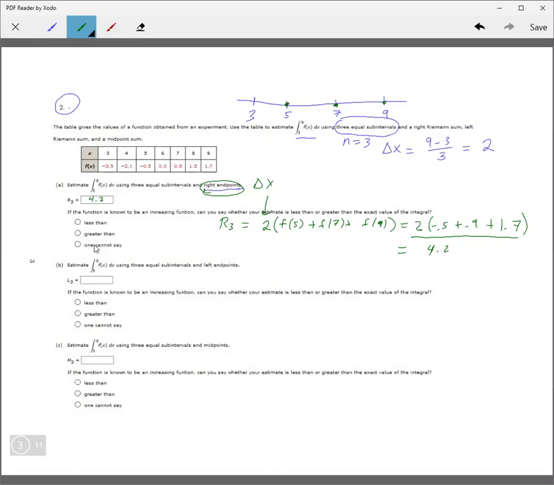You'll notice that, before I answer this question, let me do the left ones, and hopefully there'll be some contrast here. So part B. Here we're using left endpoints. That means we're using this point and this point. So L3 is going to be 2, which is your delta x still, times f of 3 plus f of 5 plus f of 7.